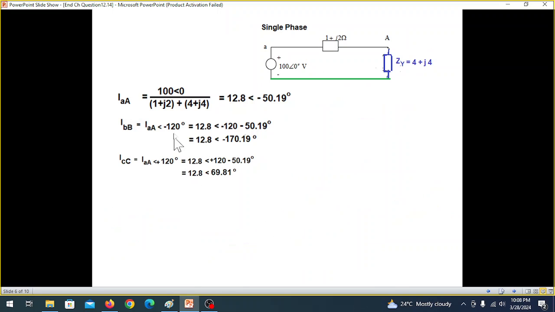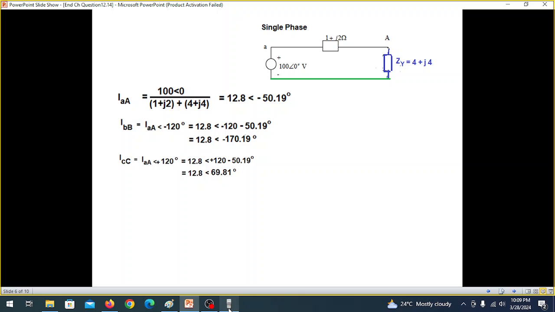So let's see. We have solved it here. 100 divided by these two. So the answer will be 12.8 angle minus 50.19. And then for the other two, that is IBB, only the angle will change. So IA is 12.8, and to this current angle we'll add minus 120. So this will be IBB. And with the other we'll add plus 120. So this will be the angle for ICC.